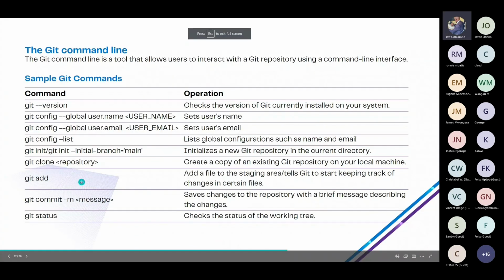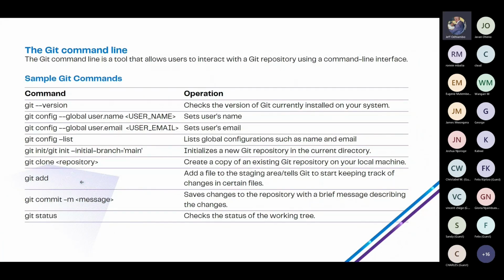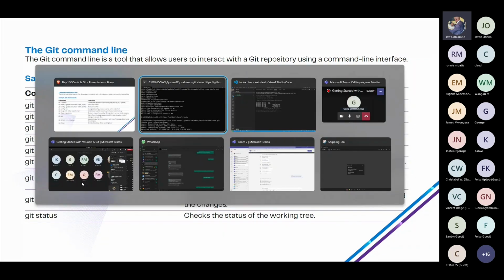The third one, git add. So git add, it adds files to the staging area. So there are files that you want to keep track of. So if you want to keep track of given files, you do git add, you stage them. That's usually referred to as staging. So you add a file to a staging area by running the command git add.